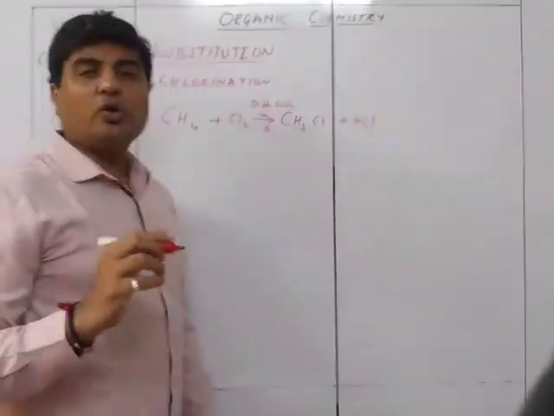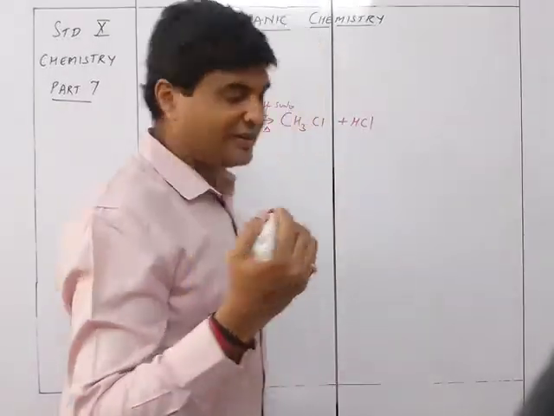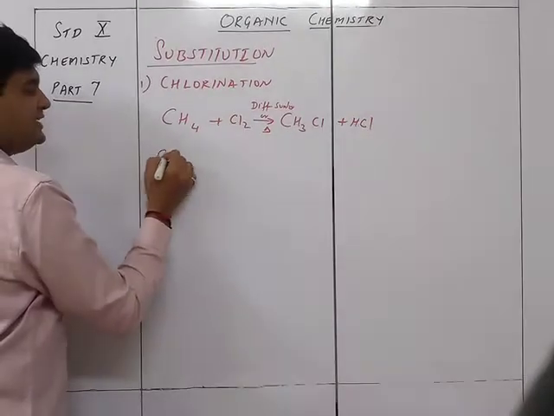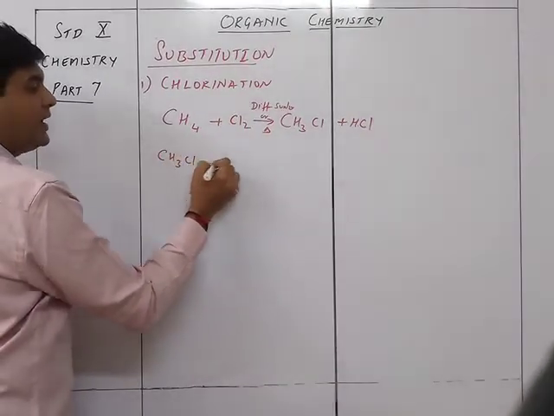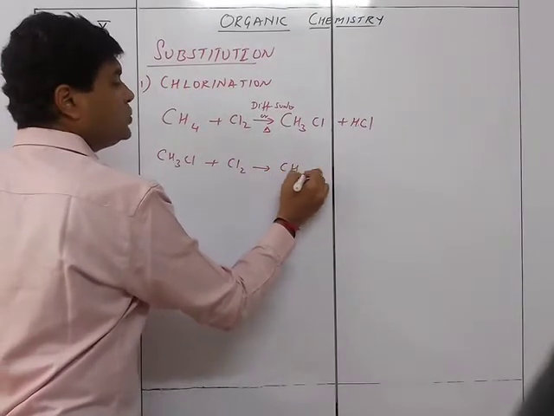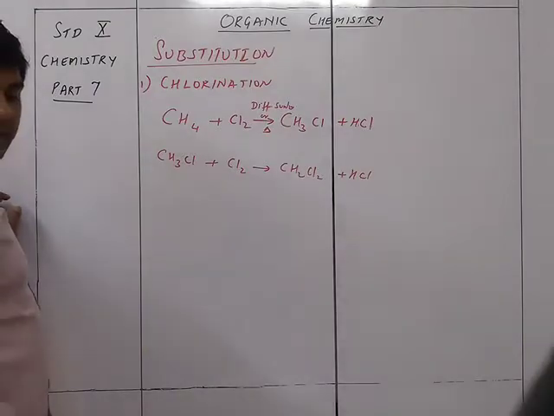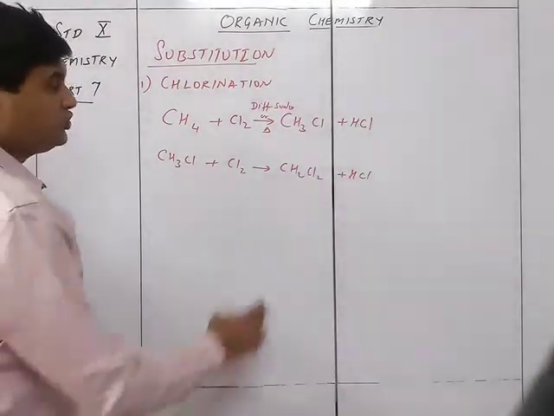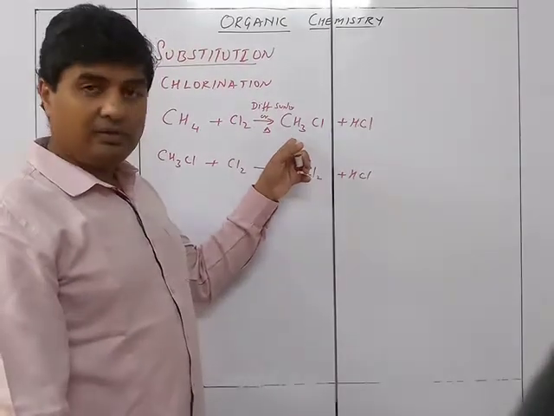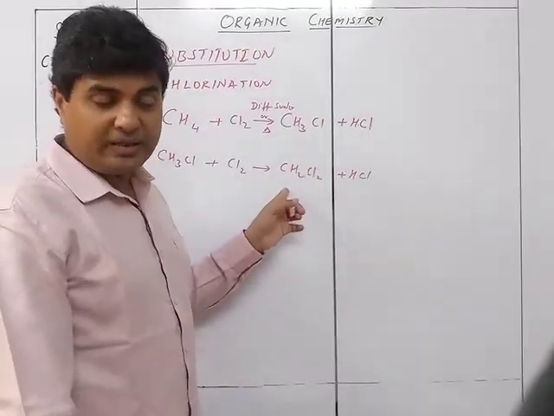So it will be in diffused sunlight and heat, so both will be there. Now this is not going to end here. It's going to be a continuous process till the time the chlorine is available to it. So now this CH3Cl will again react with Cl2 to give you another, CH2Cl2 plus HCl. Okay. Now, so this was monochloromethane. Okay. Now this is going to be equal to dichloromethane.